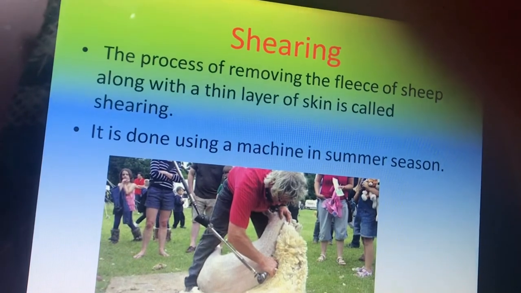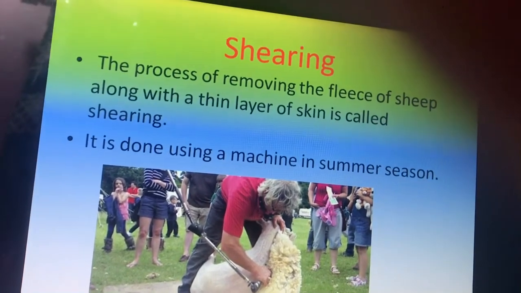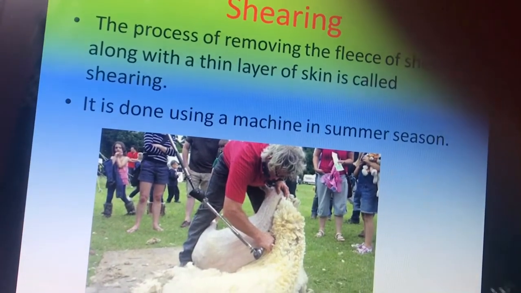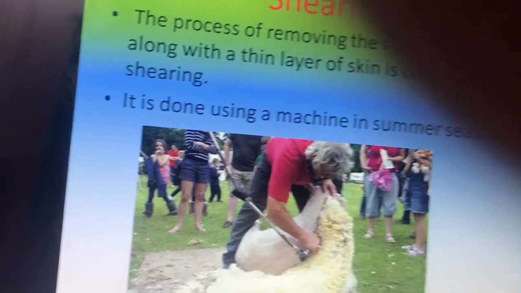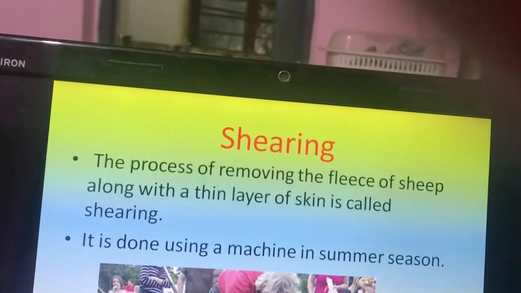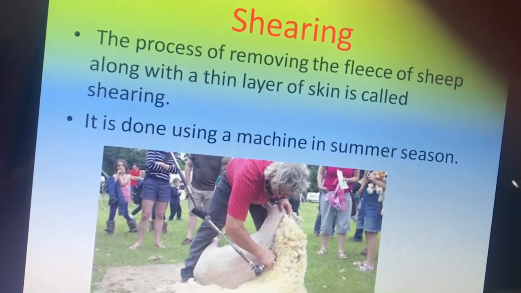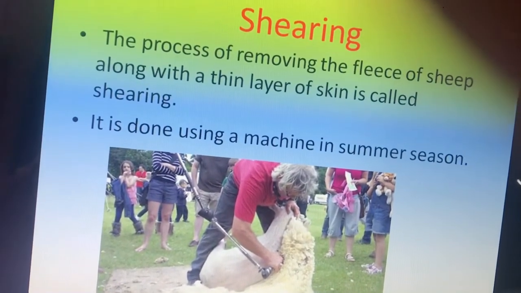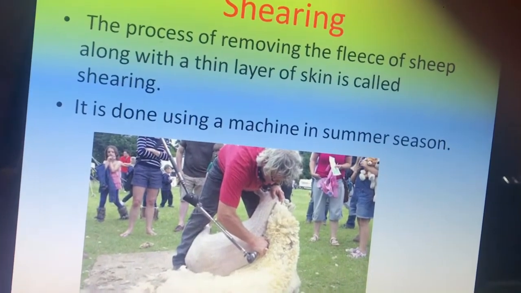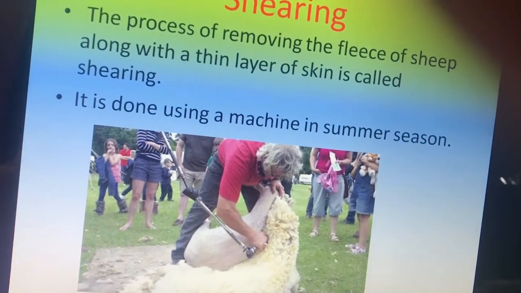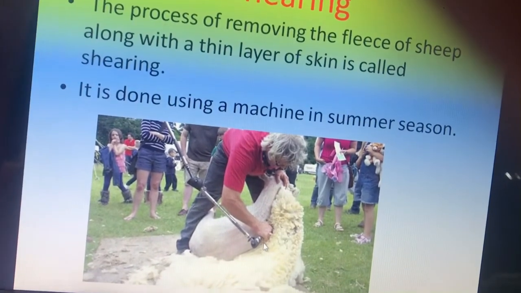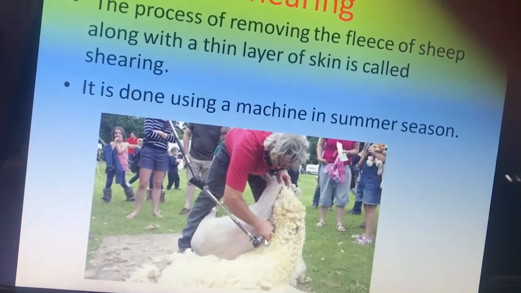Now in this process, the fleece of the sheep is removed along with a thin layer of skin, which helps in maintaining the shape, in keeping the fibers intact. And it is done using a machine. Can you see here? It is like a razor, and it is used for removing the fleece of the sheep.